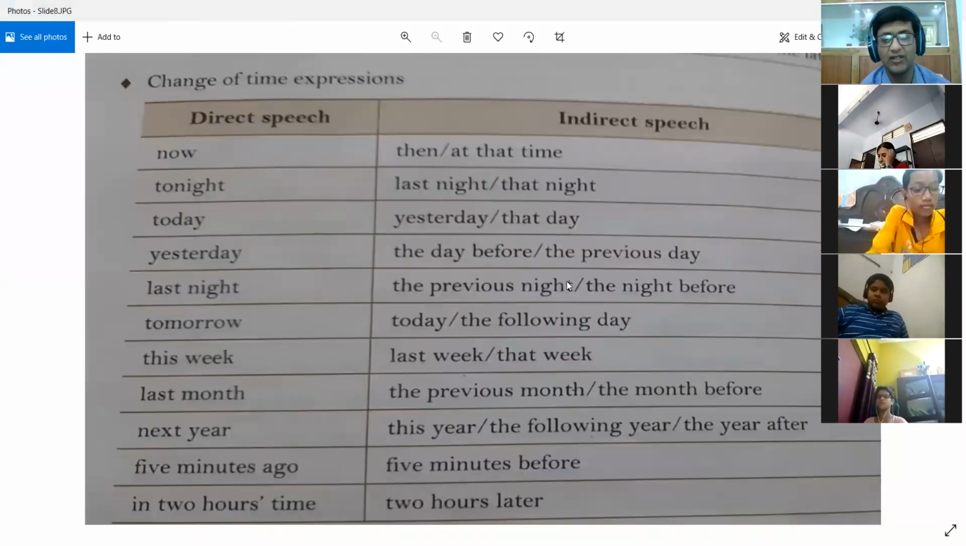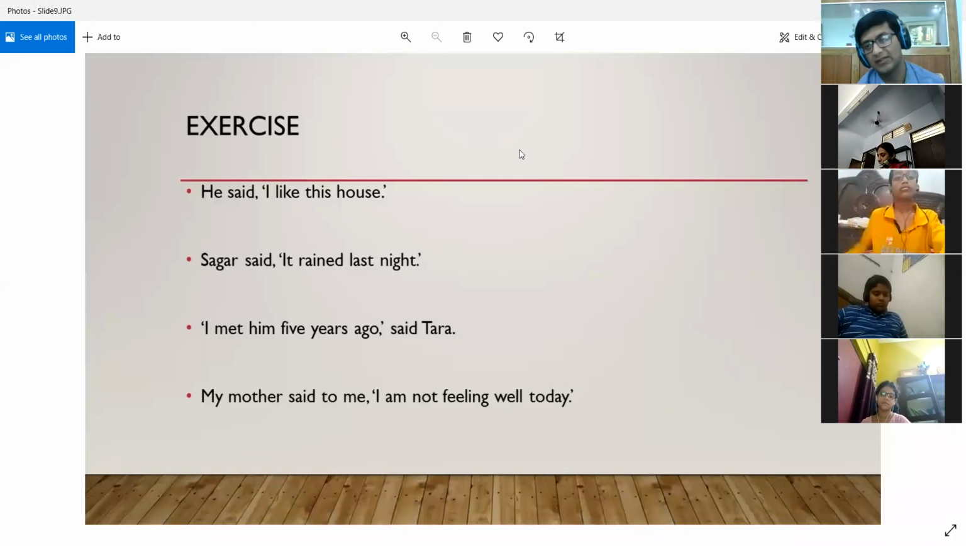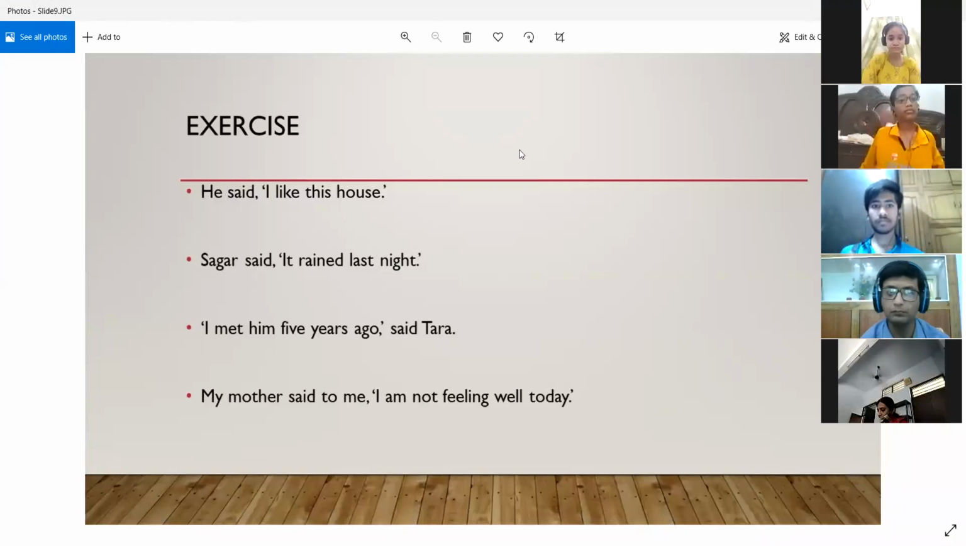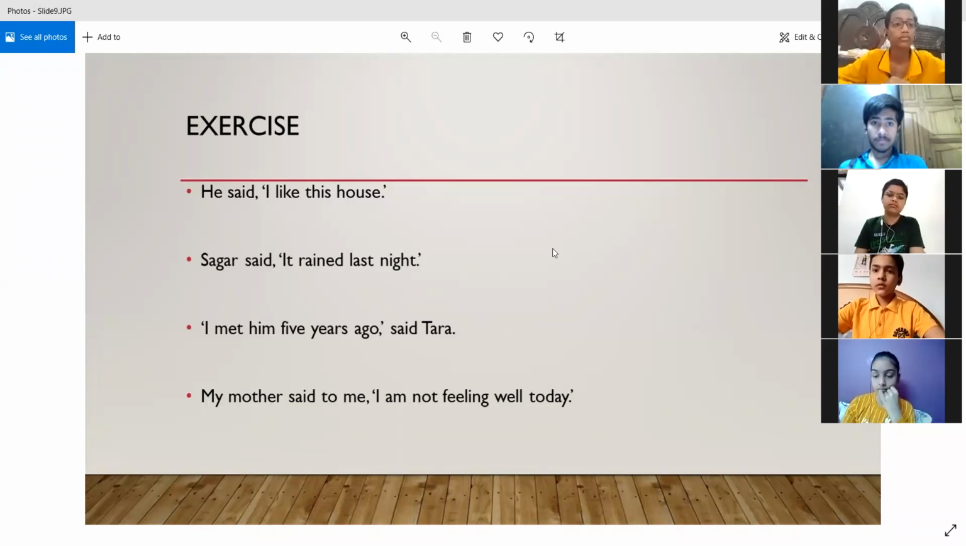Now this is the change in the time expressions. I have told you to learn it. There is hardly anything to explain over here, right? In the tenses I explained, but this is a thing which is purely of learning. So now I am going straight away to the exercise. We are starting with Rishabh. All right. Yes, Rishabh.